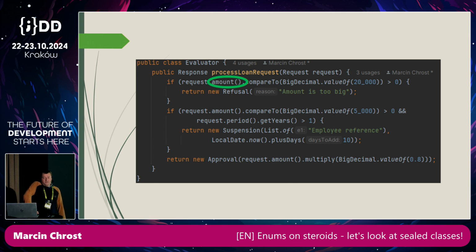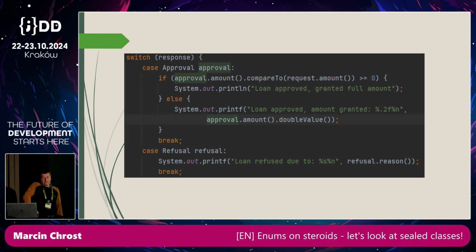Okay, let's go further. Pattern matching. With pattern matching, we can finally change this ugly if-else construction to using switch, because with pattern matching in switch, we can now label the branch not by the value, but by the type of the variable being tested in the switch expression. So we can say, switch the response, this is the value we are testing, and we are not comparing it to any other value, just testing its type. If it's an approval, this branch is executed. If it's a refusal, another, and so on. So we can just get rid of this if-else-if.